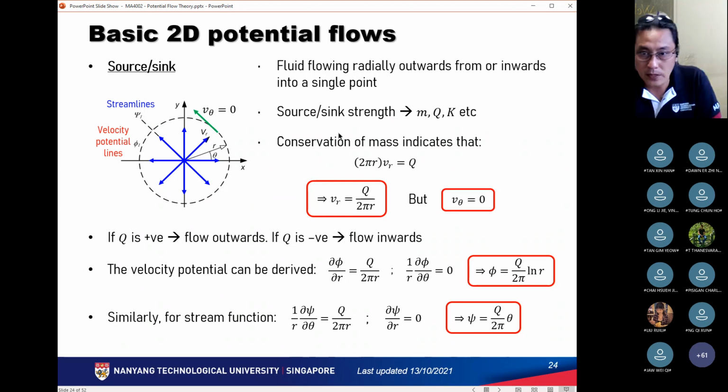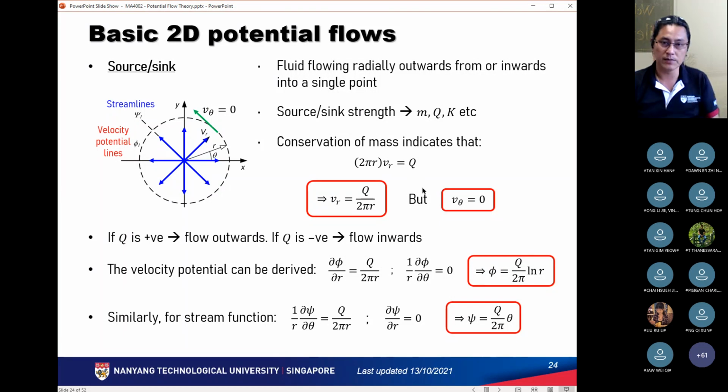Now, sources and sinks have what we call strength. That means the strength in this case will be the flow that's pouring out from this single point or pouring into this single point. Depending on which textbooks you are reading, sometimes it may be denoted as M, Q, or K. Over here, we use Q. Q in this case, you may take as the 2D volume flow rate that's coming out from this point or going to that point. I'm sorry if you keep hearing chimes of emails coming into my mailbox.